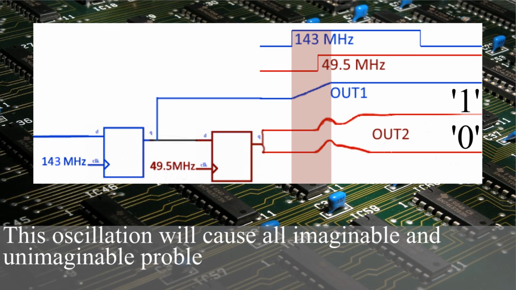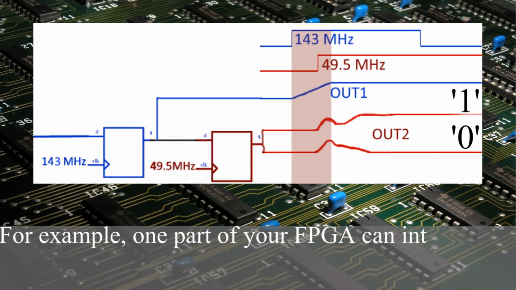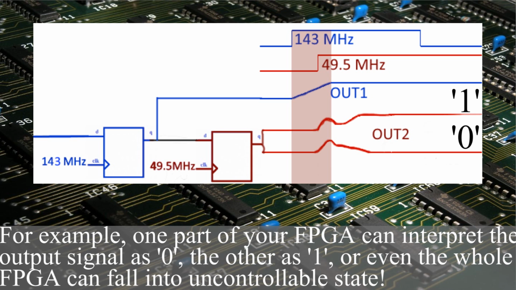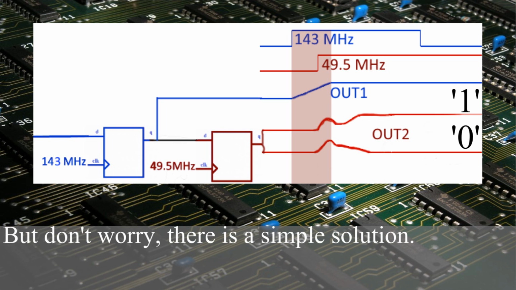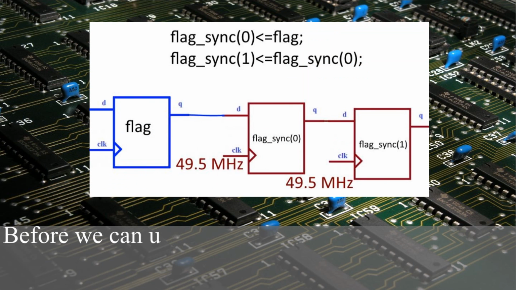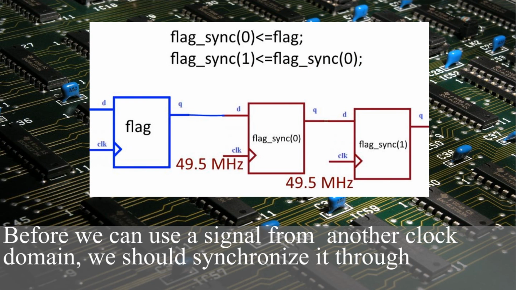This oscillation will cause all imaginable and unimaginable problems to your design. For example, one part of your FPGA can interpret the output signal as 0, the other as 1, or even the whole FPGA can fall into an uncontrollable state. But don't worry, there is a simple solution. Before we can use a signal from another clock domain, we should synchronize it to additional flip-flop.